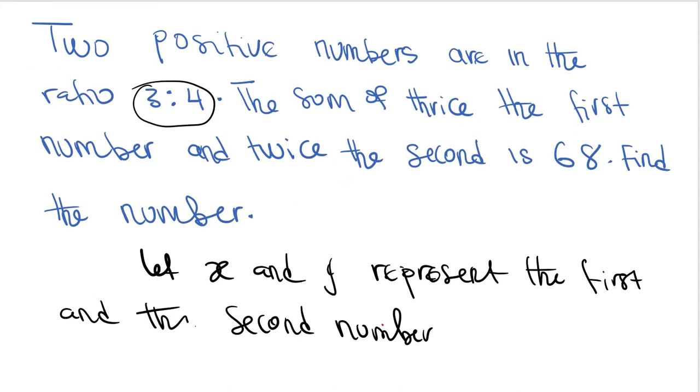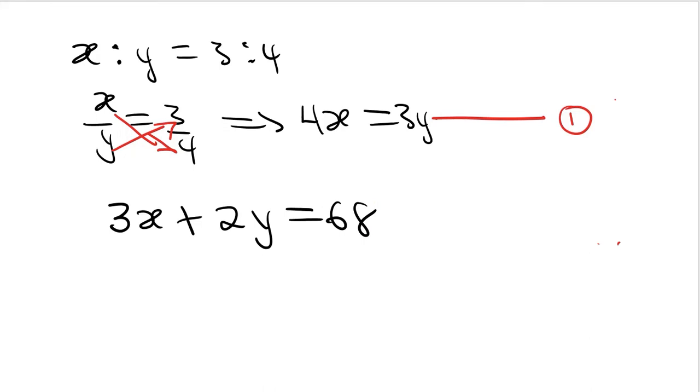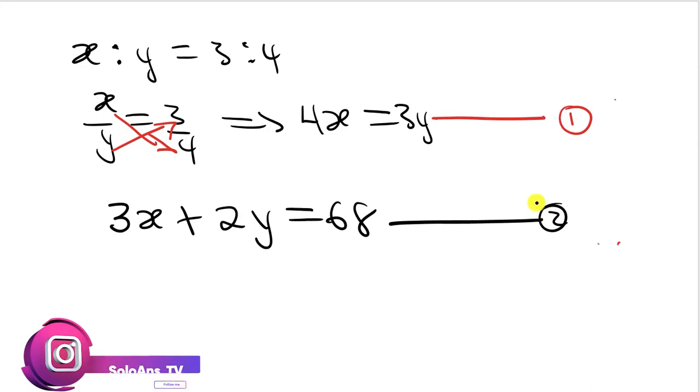We go back to the question. And the question says the sum of thrice the first number and twice the second number is 68. If that is the case, then from that particular statement, the sum of thrice the first number, so 3x plus 2y, this should give us 68. And this becomes our second equation. All right. So these two equations, we are to solve them simultaneously for the values of x and y.